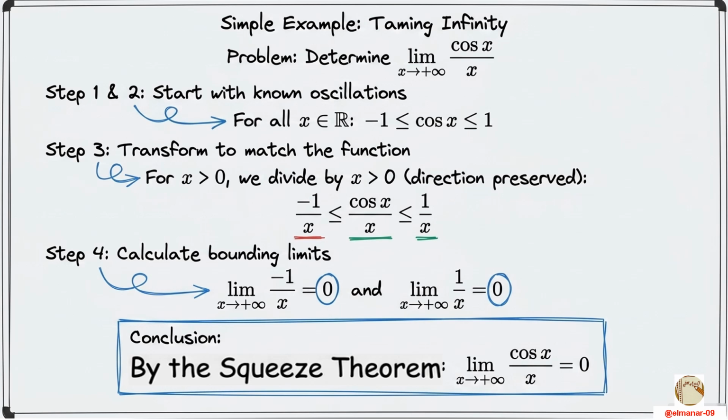Therefore, by the squeeze theorem, we can conclude that the limit as x approaches positive infinity of cosine of x over x is 0. Fantastic job! You've just used logic to find order in the middle of infinite oscillations. Keep that mathematical curiosity growing. You're doing great!